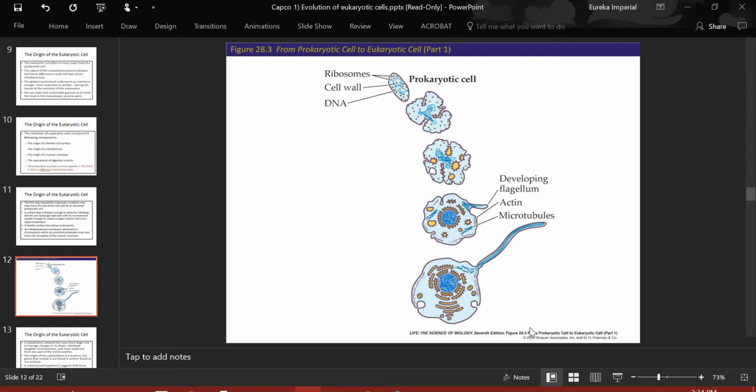The nuclear envelope forms, and then elements of the cytoskeleton begin to push out on different parts of the cell. And right here, microtubules push out this really long thing in here, and this really long thing became the flagella. And a flagella is a wonderful thing. A flagella lets you move.